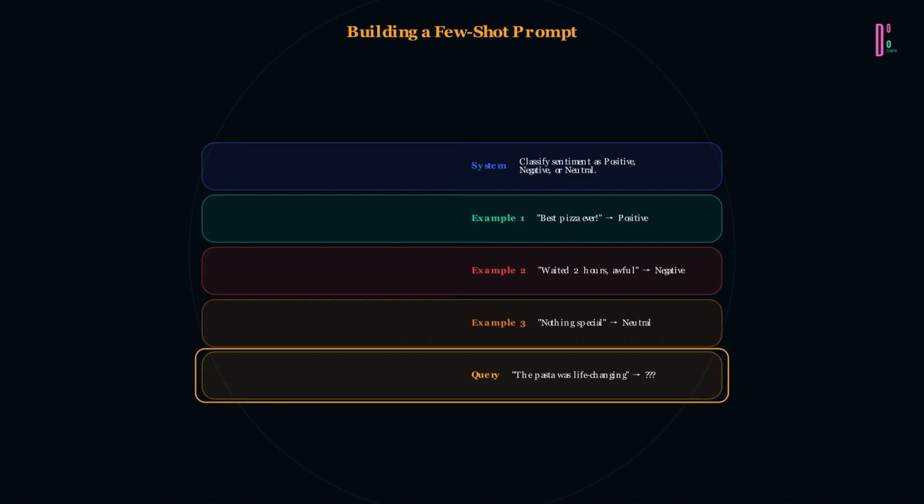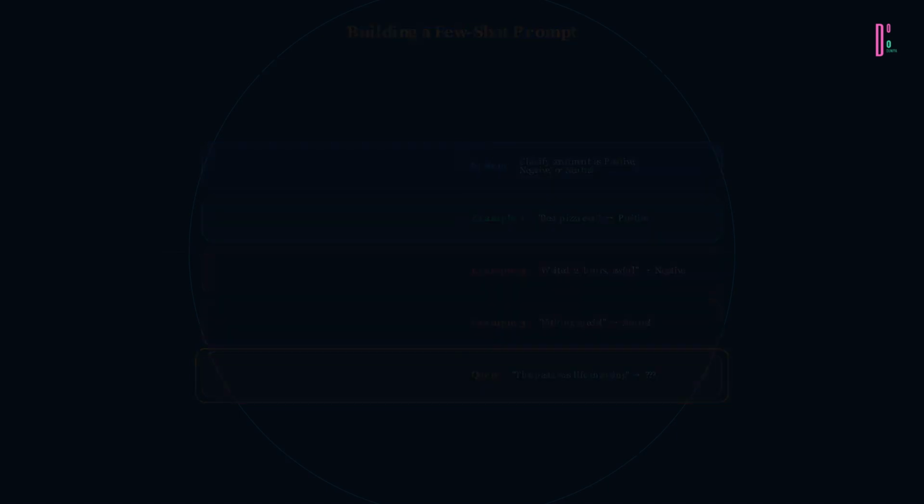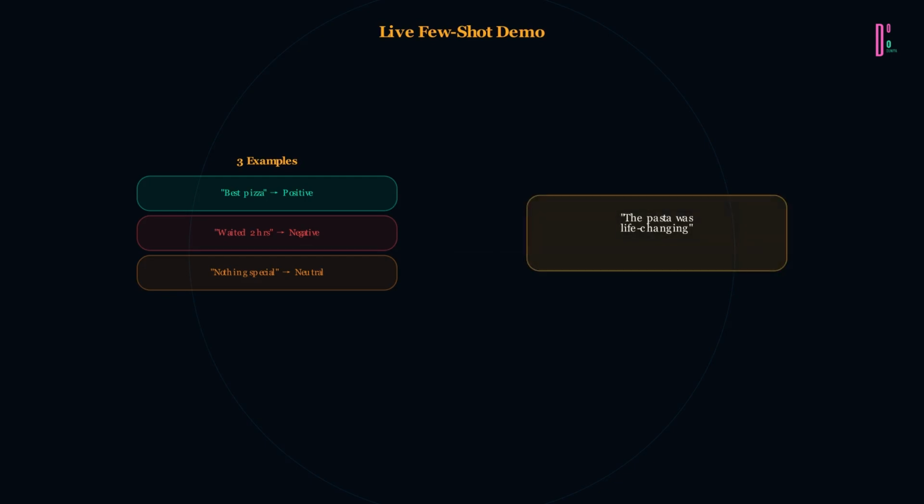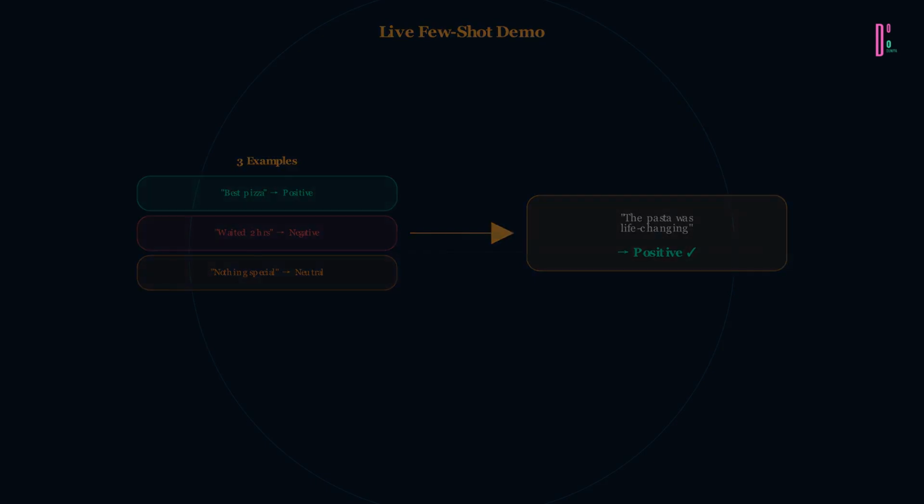Just 3 examples in the prompt. Best pizza I ever had maps to positive. Waited 2 hours, food was cold maps to negative. Nothing special, average meal maps to neutral. Now classify. The pasta was life-changing. The model sees the pattern, reviews map to sentiments, and nails it. No training. No GPU. Just clever prompting.